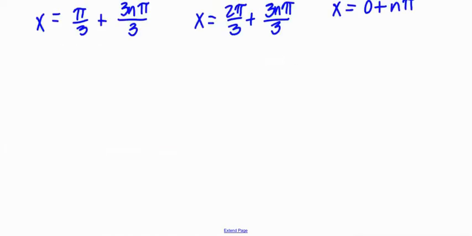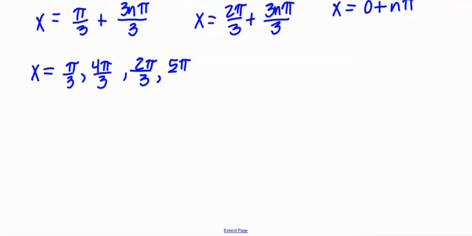And now we'll just solve. Pi over 3, let's see, when I put a 0 in for n, I get pi over 3. When I put a 1 in for n, I'll have 4 pi over 3. And if I put a 2 in for n, I will get 7 pi over 3, which exceeds 2 pi. So we're done with that one. The next one, 2 pi over 3. When I put a 1 in for n, I will get 5 pi over 3. And if I put a 2 in for n, I'll again exceed 2 pi. It'll end up being 8 pi over 3, which is over 2 pi.